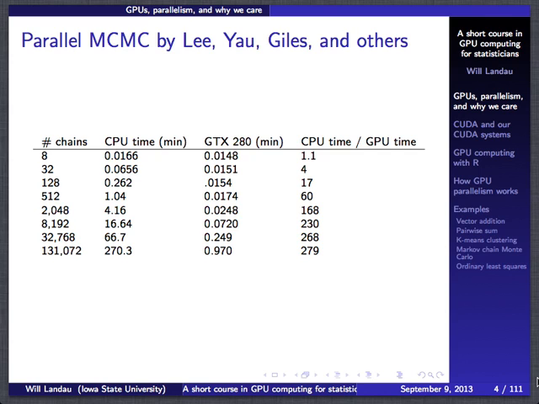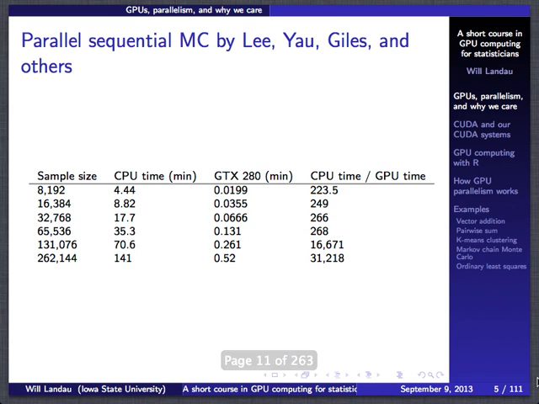But you don't have to parallelize across chains. You can parallelize across parts of your data. So you would get this speed up as you increase the sample size of something like sequential Monte Carlo, which is in the same paper. They parallelize across their data. And as you increase the sample size, again, you get a ton of speed up. You can get a speed up of up to 31,000 in this case, which is pretty amazing. That's from the same paper.